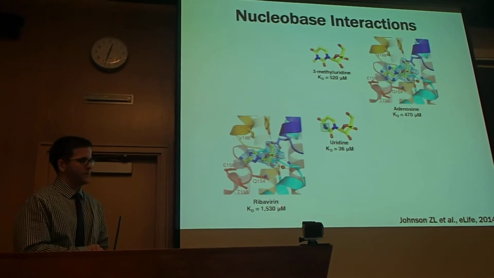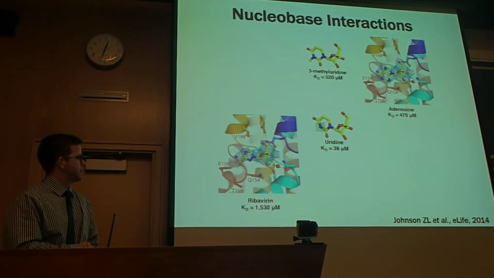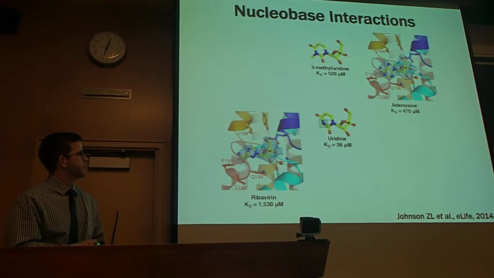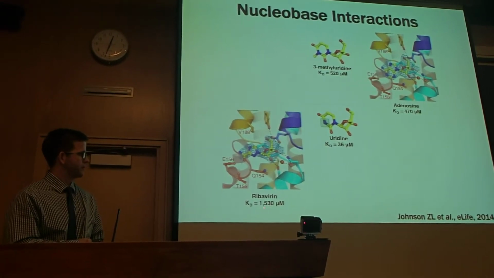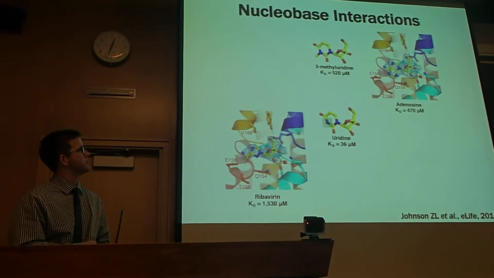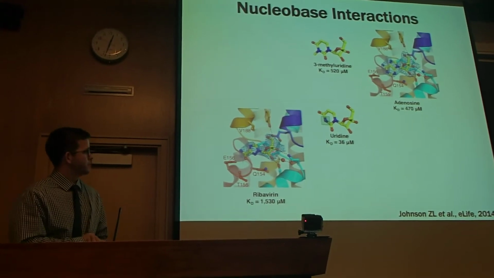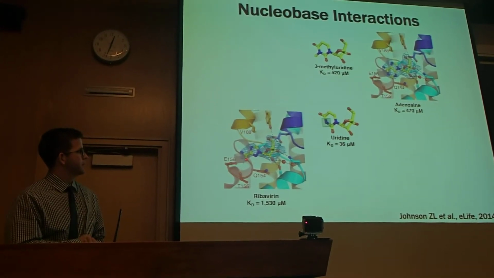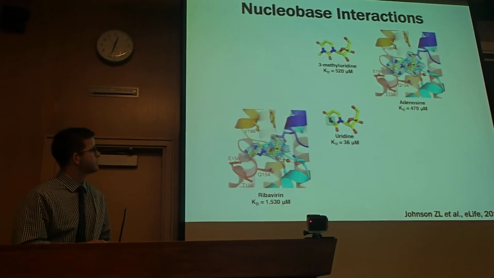Additionally, we measured the binding affinity of the antiviral compound ribavirin, which is a purine analog, and found it to be significantly poorer than adenosine and methyluridine, and saw the crystal structure bound to ribavirin and saw that it can't form any of these interactions either.